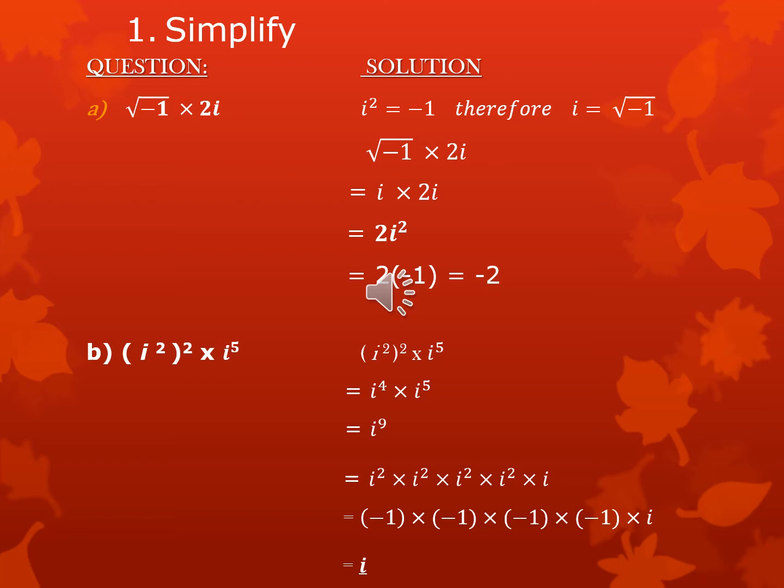In the next step, we have to further break down i to the power 9 in terms of i squared. So i to the power 9 is the same as i squared times i squared times i squared times i squared times i. In the next step, we need to replace every i squared with -1. So we have -1 times -1 times -1 times -1 times i. Further simplifying, that gives us i, and that is our final answer.